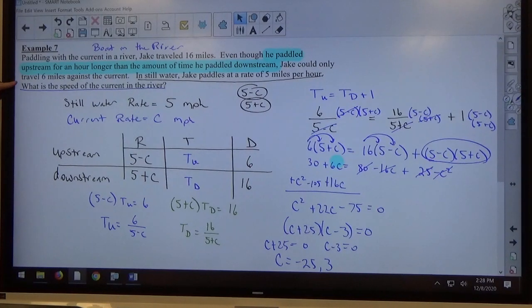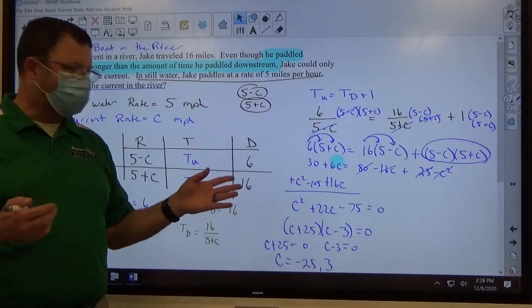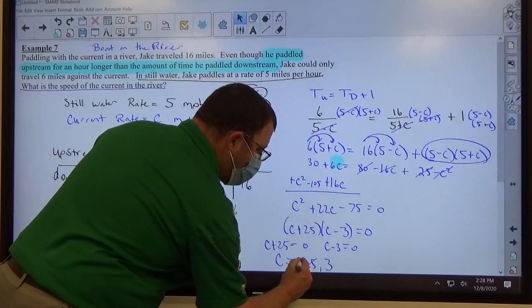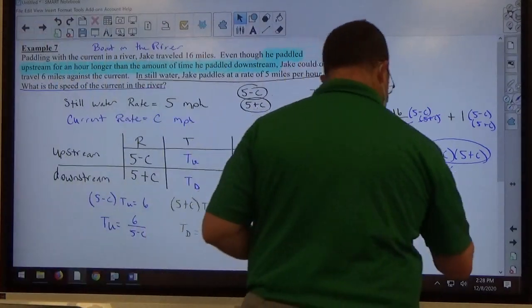We're looking for the rate of the current, right? Negative 25 miles per hour, does that seem reasonable? No, it doesn't. Since we're talking about the rate of the river, rivers run with a positive rate. So if we get a negative rate there, it just doesn't make sense. We can throw that out as extraneous because of the context of the problem. So the correct answer here, the rate of the river, is 3 miles per hour.